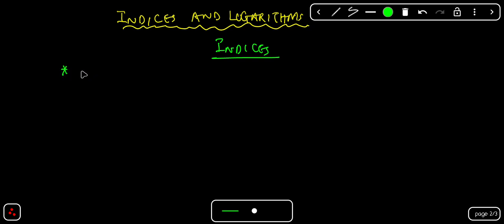So the first law, which is the product law of indices. We have a raised to the power of m multiplied by a raised to the power of n. So we have a raised to the power of m plus n. So that is the first law of indices. Now, for instance, let's say we have 2 raised to the power of 3 multiplied by 4 raised to the power of 3.